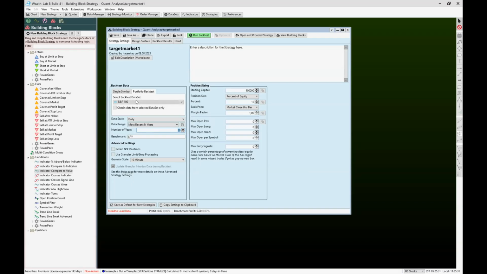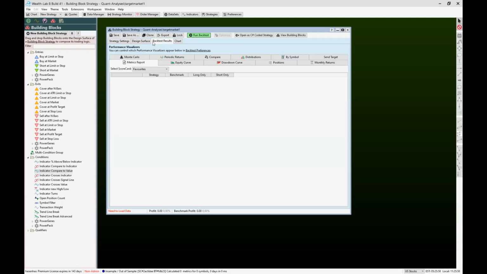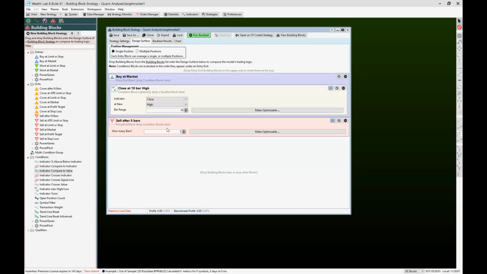So this is puzzle piece number 3, the portfolio, the underlying. And here comes piece number 4, the position sizing. Let's do here simple position sizing, starting capital 100,000 and percent of equity 10. 10 means you can do up to 10 trades at the same time. 10 trades with these rules.